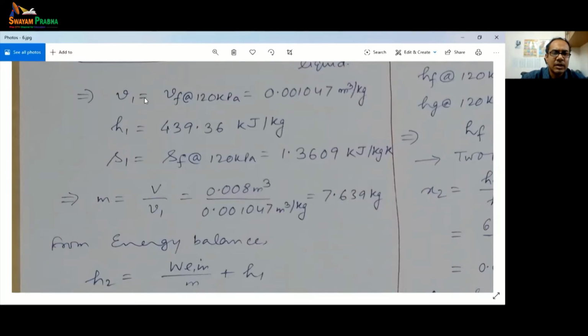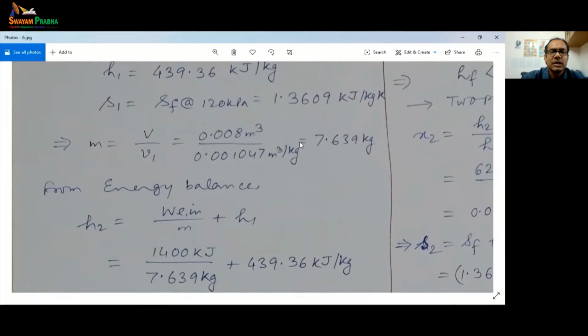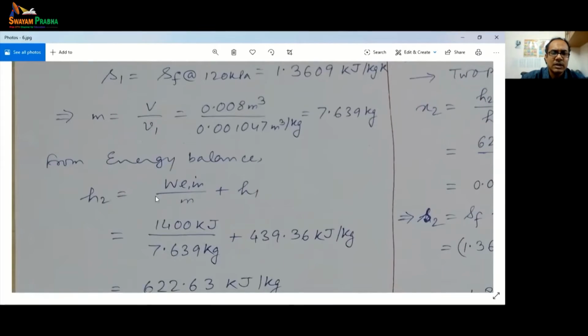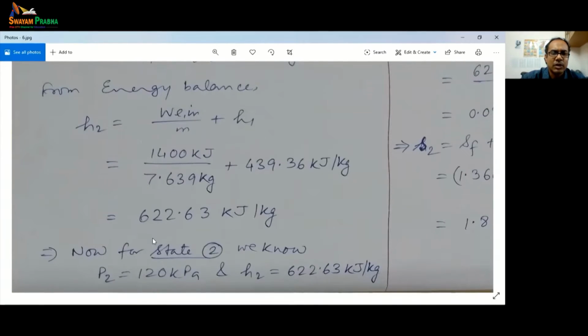Okay, so all these things you can look up from the table. Once you have the specific volume and you know the initial total volume, you will be able to find the mass. Mass will be total volume divided by the specific volume. That way you find the mass to be 7.639 kilogram. So in this equation we now know both mass and h1, and W_e is given. So h2 you can calculate by putting in all those values, that is 622.63 kilojoule per kilogram.